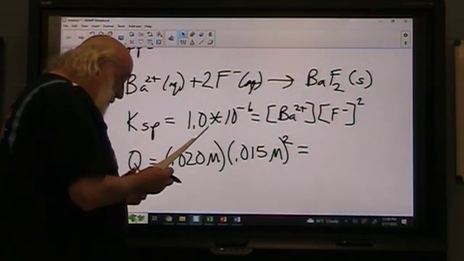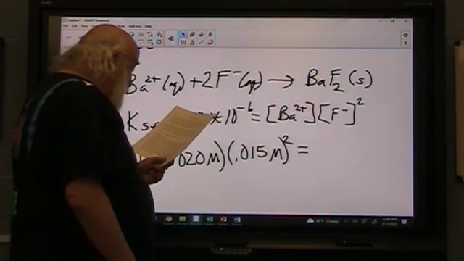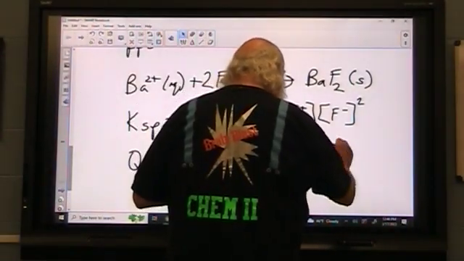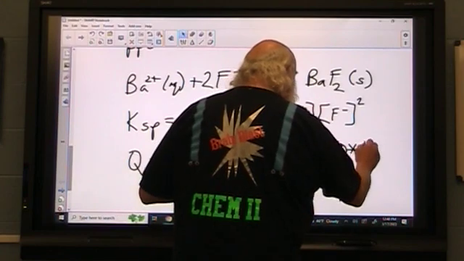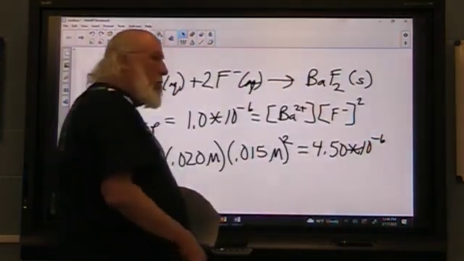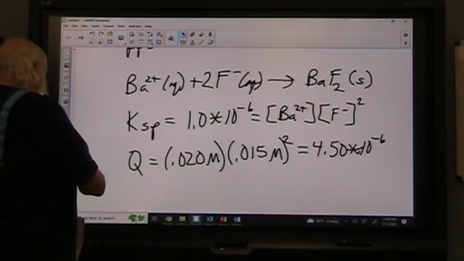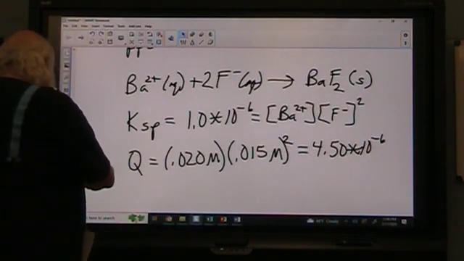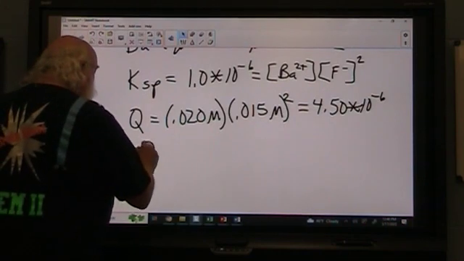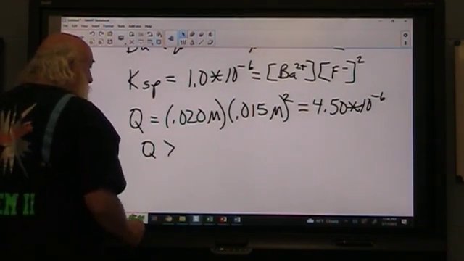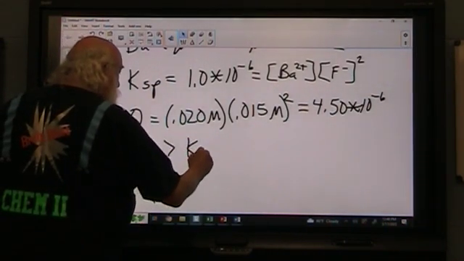and we get 4.50 times 10 to the negative 6. We don't worry about a label for K or Q. But what we do now know is that the value Q here is greater than the value of the Ksp.